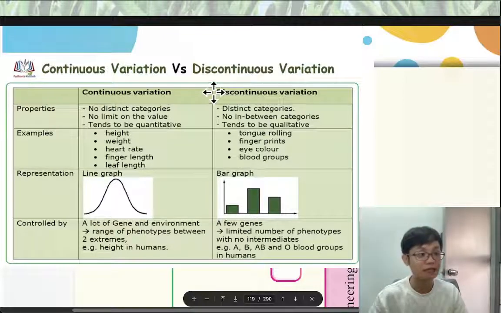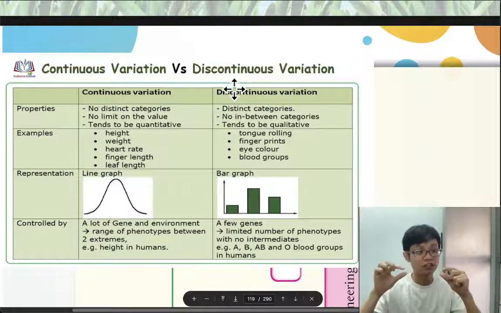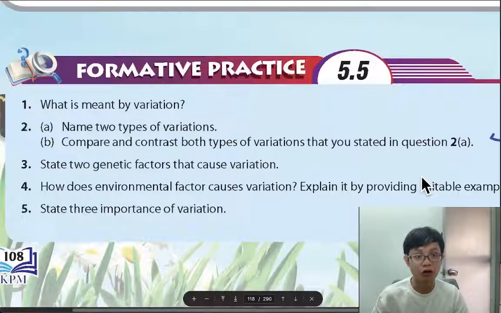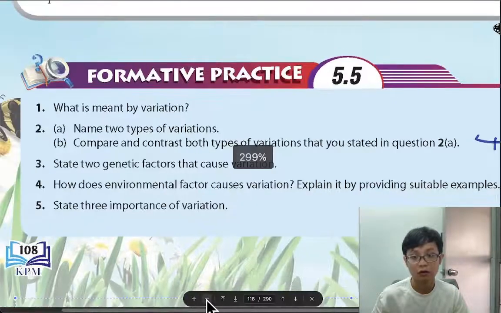So for the first one, just now you already mentioned the definition. Okay, one shows distinct categories and the other shows no distinct categories, or more discrete, and then you give some examples. Then you get full marks, depending on your question.